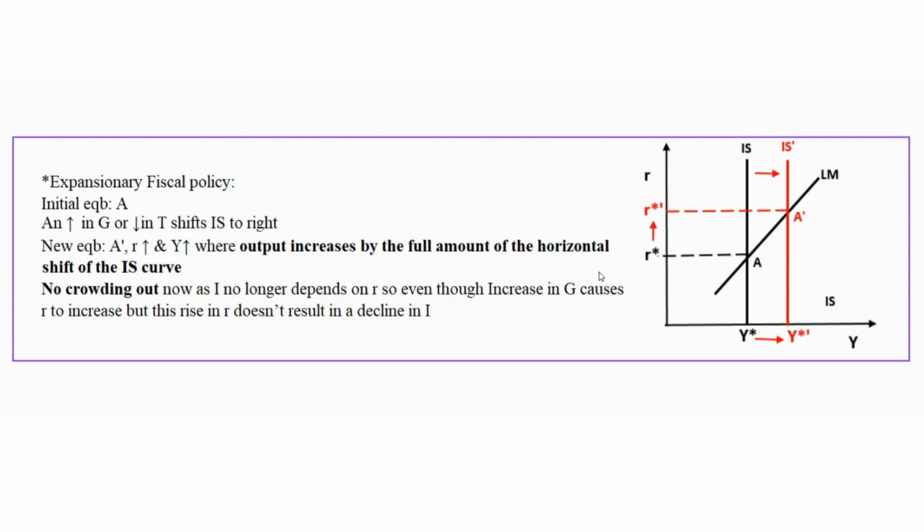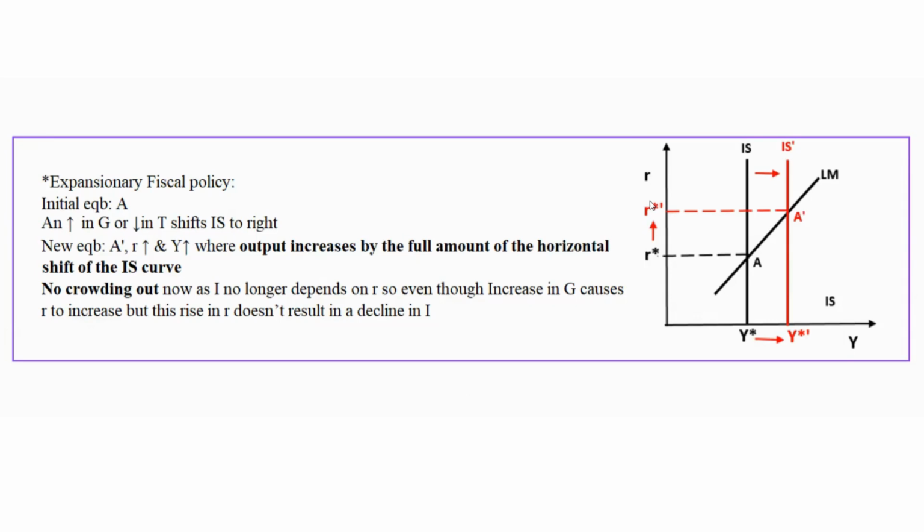We know crowding out happens because expansionary fiscal policy causes an increase in interest rate, which reduces investment, and that limits the total effect on output. In this case, the increase in G still caused R to increase. We can see this graphically as well, but now investment does not depend upon R. So even though R increased, that did not reduce investment, and thus there's no crowding out, and output increased by the full amount the IS curve shifted horizontally.